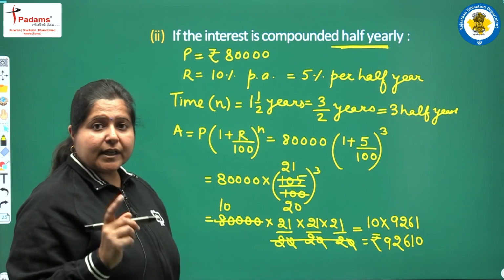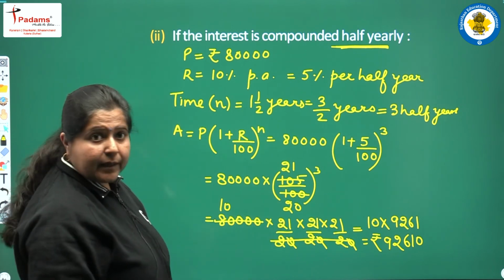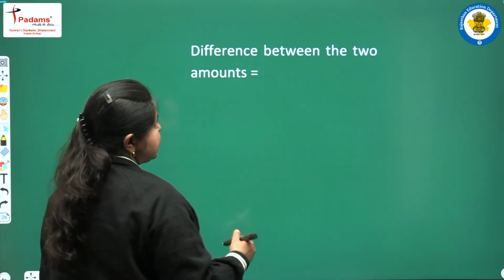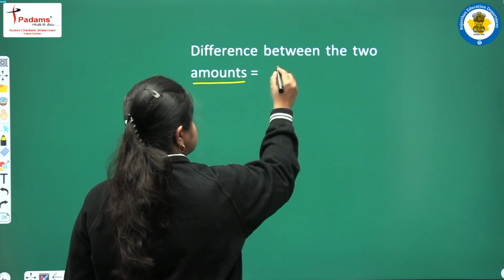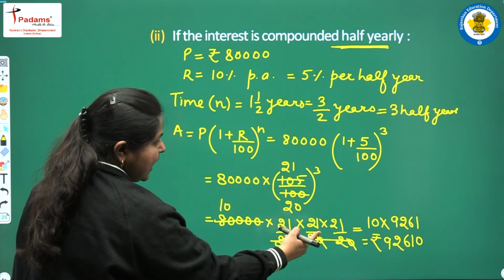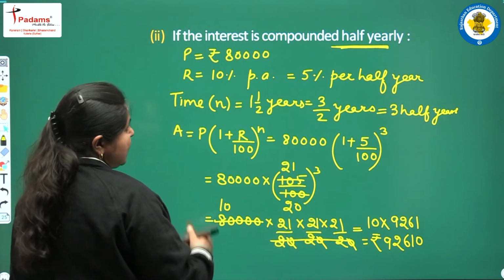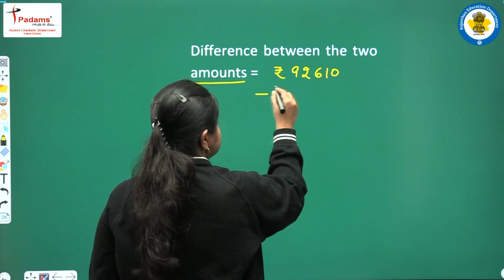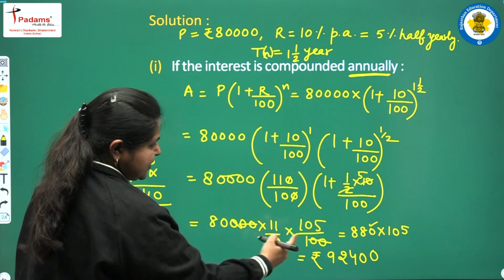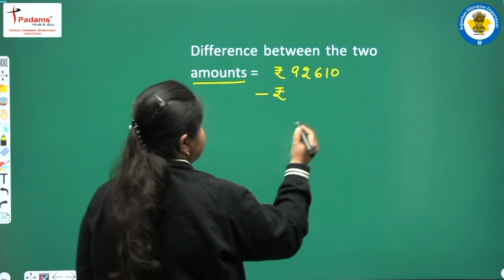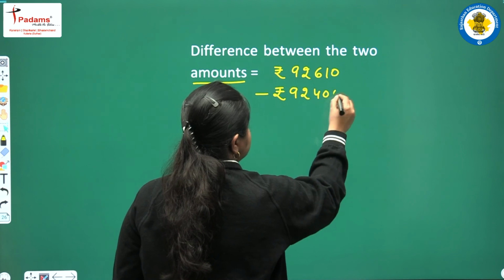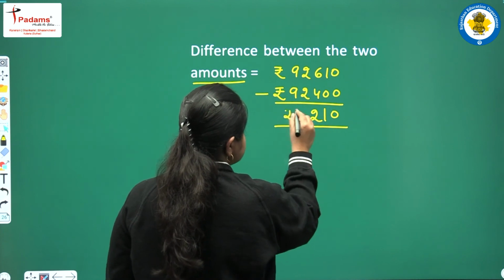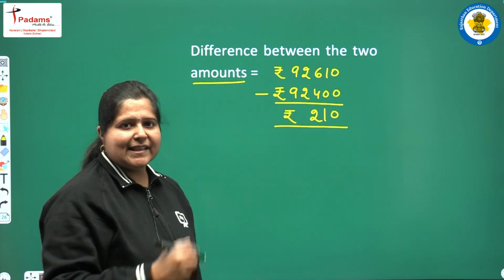अब हमें दोनों ही अमाउंट्स का डिफरेंस फाइंड आउट करना है. ये तो हो गया हाफ ईयरली कंप्यूटेशन का और ये हो गया ईयरली कंप्यूटेशन का. सो लेट अस राइट हियर द डिफरेंस बिटवीन द टू अमाउंट्स. फर्स्ट वी विल राइट द केस ऑफ हाफ ईयरली कंप्यूटेशन. ये बड़ा है तो 92,610 एंड माइनस the case of annual computation which is 92,400. दोनों का difference find out करेंगे. Here we will have 10 and 2. So the difference is of rupees 210 and this was asked here.